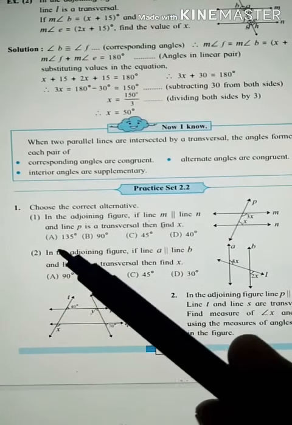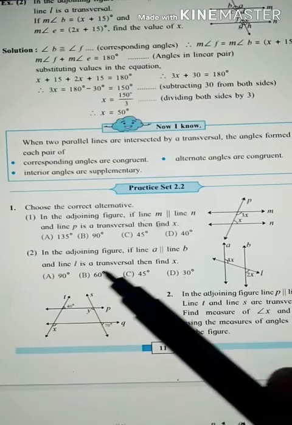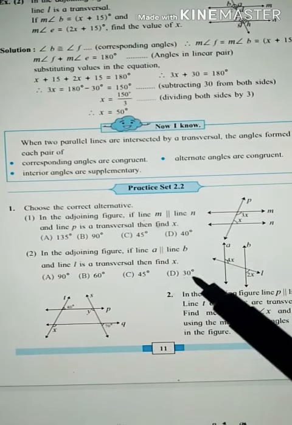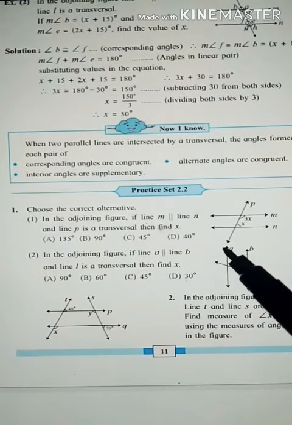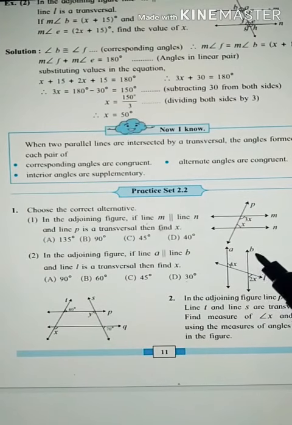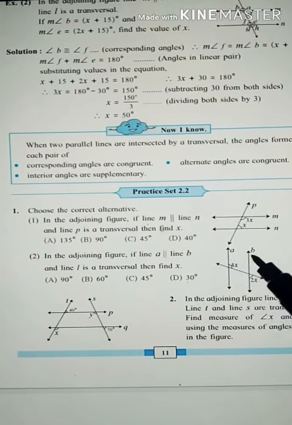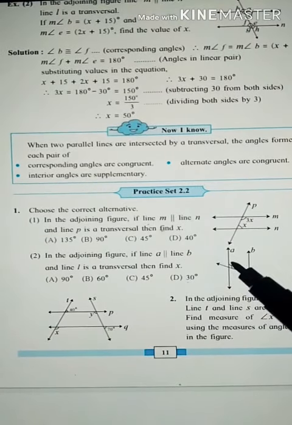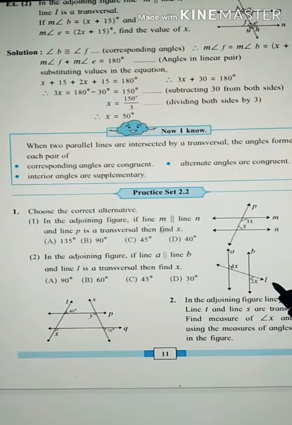Now similarly, let's do the second sum. This is also objective type question. In the adjoining figure, line A is parallel to line B. Again, these two lines are parallel. Line L is the transversal.